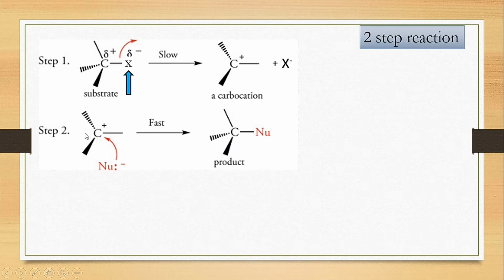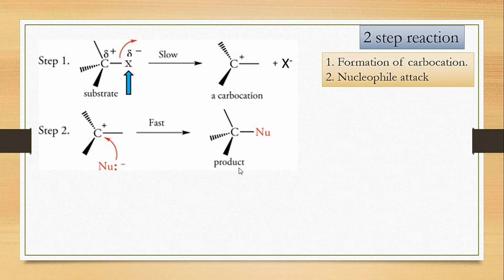Now see, in the second step nucleophile will attack the carbocation. Nucleophile is negatively charged, carbocation positively charged, so negative will attack the positive one and the reaction is fast and the product is here. So we can say the SN1 reaction is two-step reaction. First step is formation of carbocation, and the second step is attack of nucleophile on the carbocation.